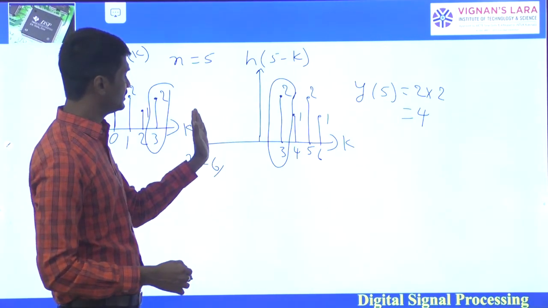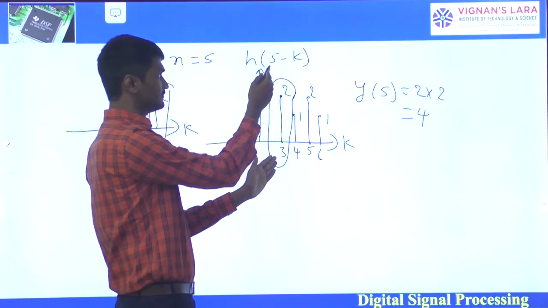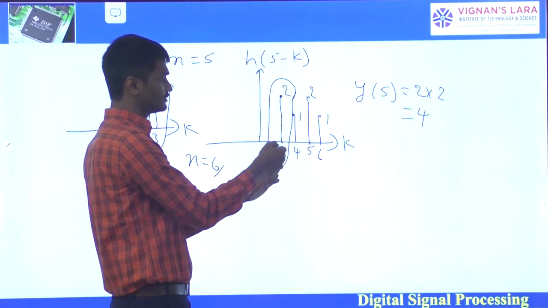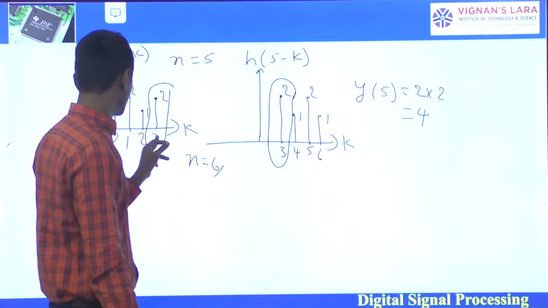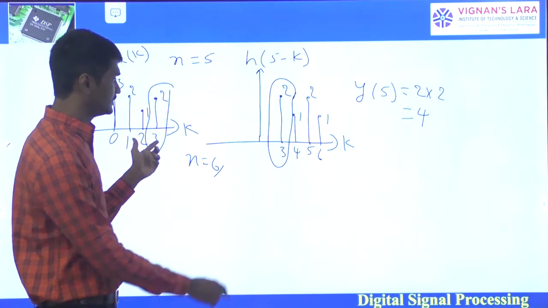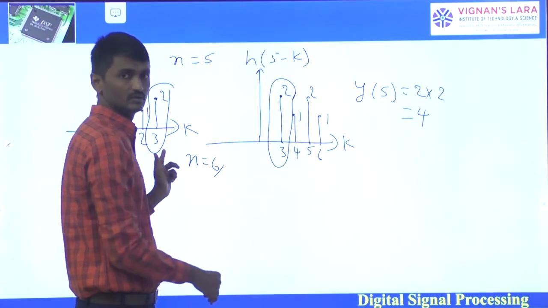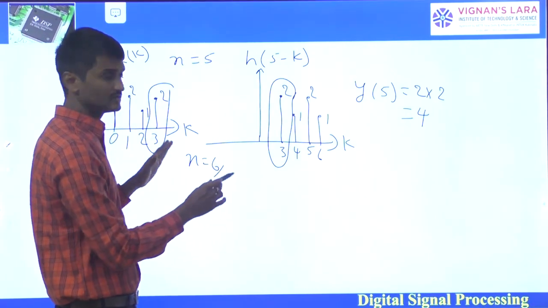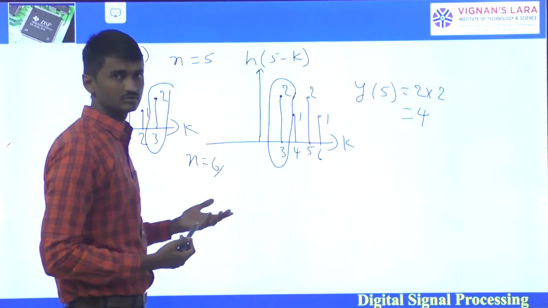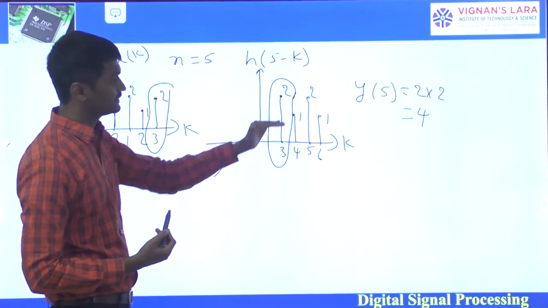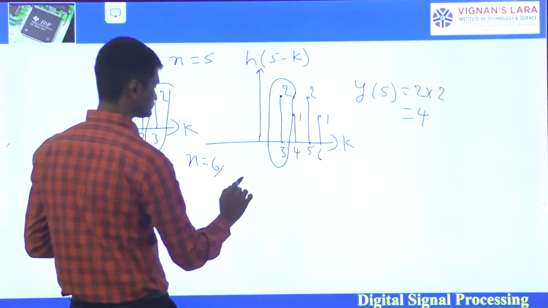If you increase the value of n again, it will be 6. Then h of 6 minus k is nothing but h of 5 minus k shifted, so it starts at k equals 4. The samples of x are there up to 3 only, while for h of 6 minus k the samples start from 4. So in both sequences the product terms will become 0. So now no need to go for n equals 6. We can stop at n equals 5, or y of 5. Okay, then write all the samples.